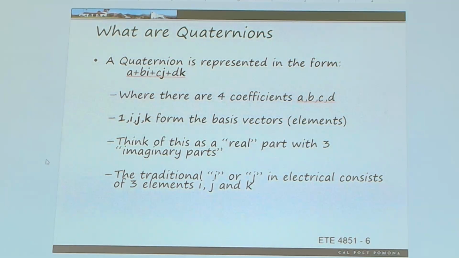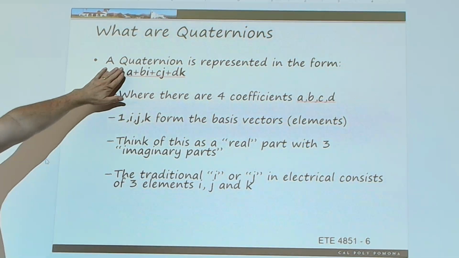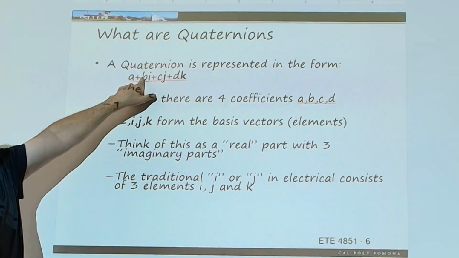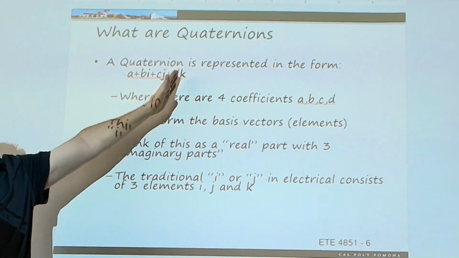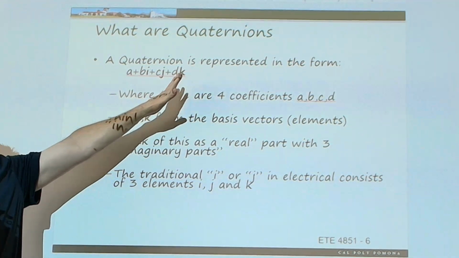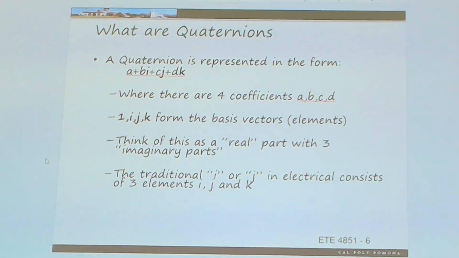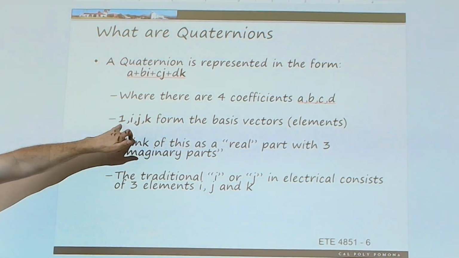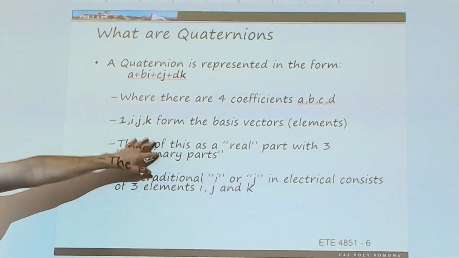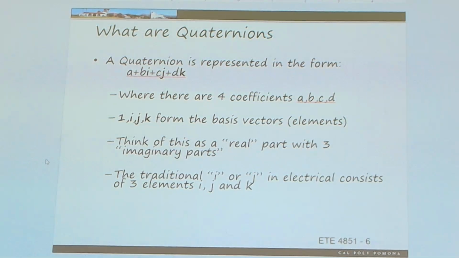So what are quaternions? Quaternions are represented in the form of three imaginary values, i, j, and k. So the coefficients are a, b, c, and d. The coefficient a is my real part. That's one third imaginary, another third imaginary, the other third imaginary. Don't think of them as 1/3 plus 1/3 plus 1/3 equals 1, but it kind of does. So what happens is the i, j, k formulate the basis vectors, the elements of a space, a rotation space.